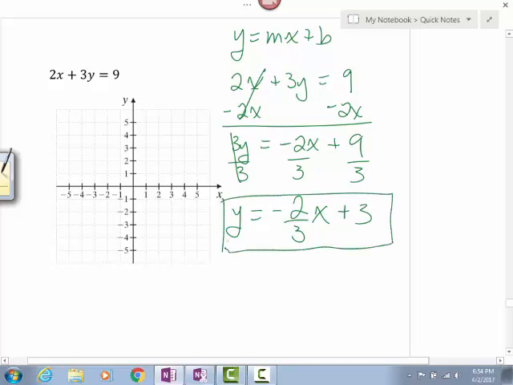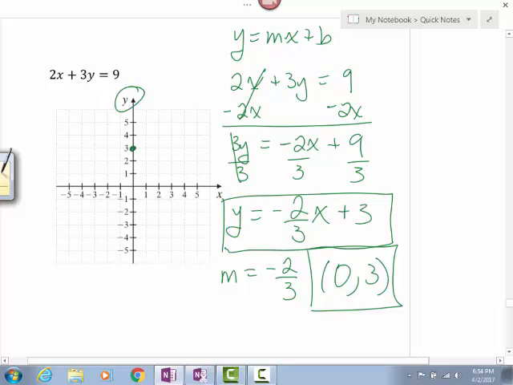Okay, so now that I have that, I know here that my m is negative 2 over 3, and my y-intercept is 0, 3. So I'm going to go first to my point 0, 3 on the y-axis, right there. Now, since my slope is negative 2 over 3, I need to move down 2 spaces, 1, 2, and to the right, 1, 2, 3 spaces. And here's my line.